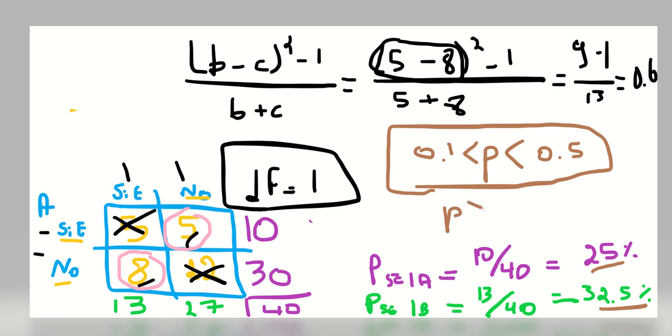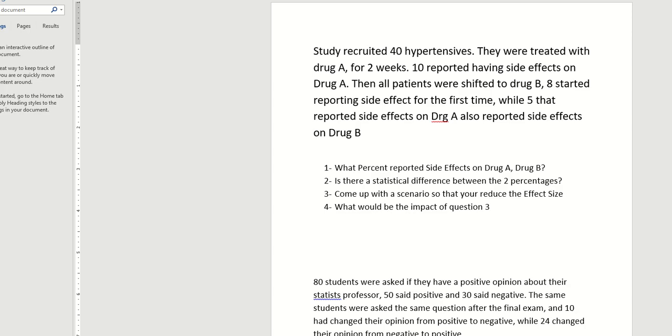So our p-value is greater than alpha, and therefore we're going to fail to reject the null hypothesis. And therefore, you're going to say that we do not have evidence to suggest that there is a difference in the proportion of side effects between drug A and drug B. The observed difference between 25% and 32.5% is due to chance only. Okay, so we actually have run the entire hypothesis test, but let's see what the questions were.